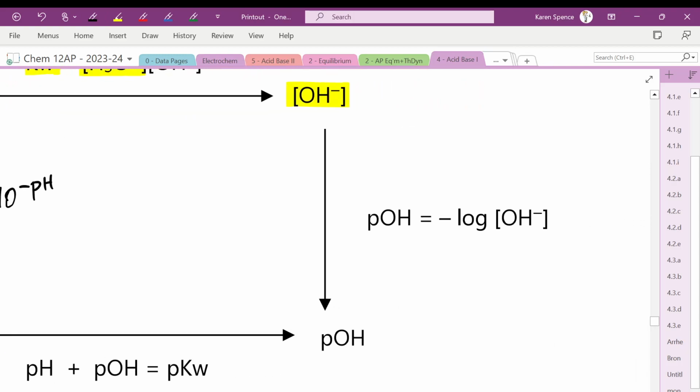Okay, now going from OH to pOH, negative log hydroxide, tell your partner, how would you go back up again from pOH to OH?